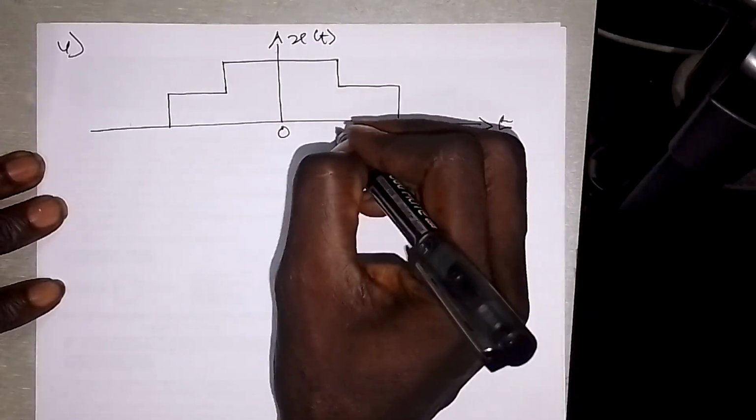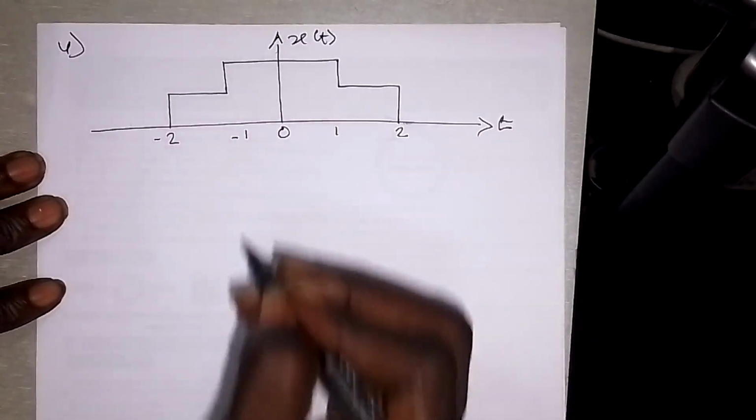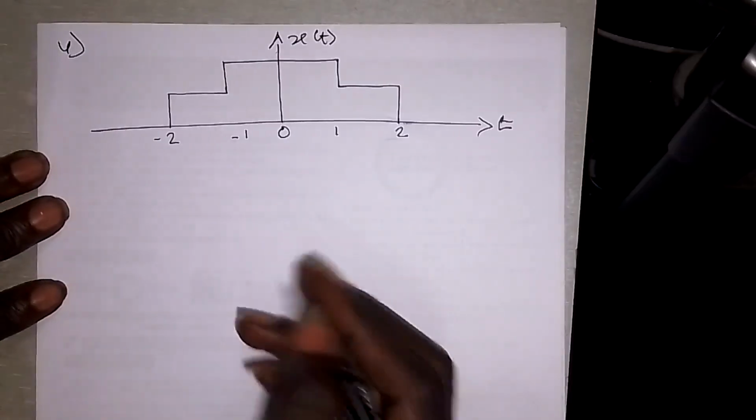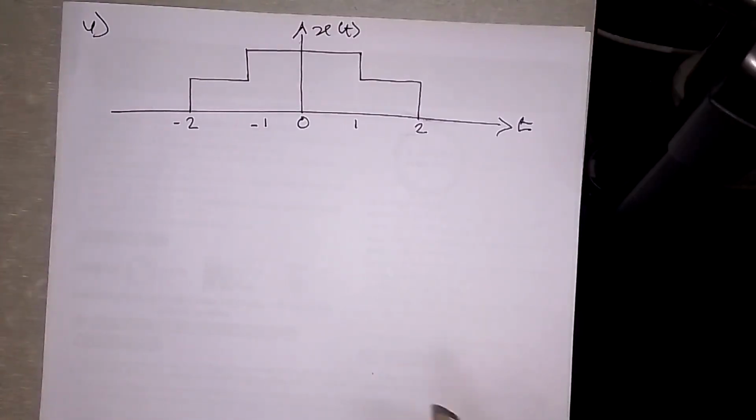Okay, here is 0, here is 1, here is 2, here is 1, here is 2, minus. Okay, so this is what I have. Now, to be able to realize the Fourier transform for this particular function, we have to break the function into various components. So we're going to actually do that.